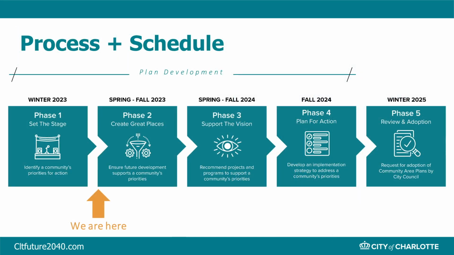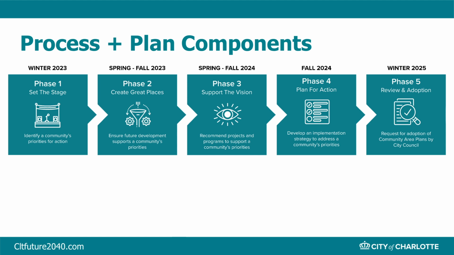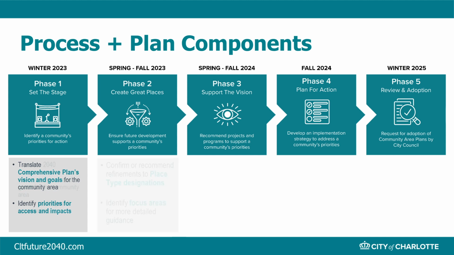The planning process includes 5 phases. The first 4 phases are scheduled to be completed over the next 2 years. Each phase of the process is associated with a key component or chapter of the draft plan. In Phase 1, we translated the comprehensive plan's goals to each community by identifying their needs for access to housing, jobs, goods and services, and environmental impacts. This work was completed in the winter of 2023 and is available in the community reports on the project website.